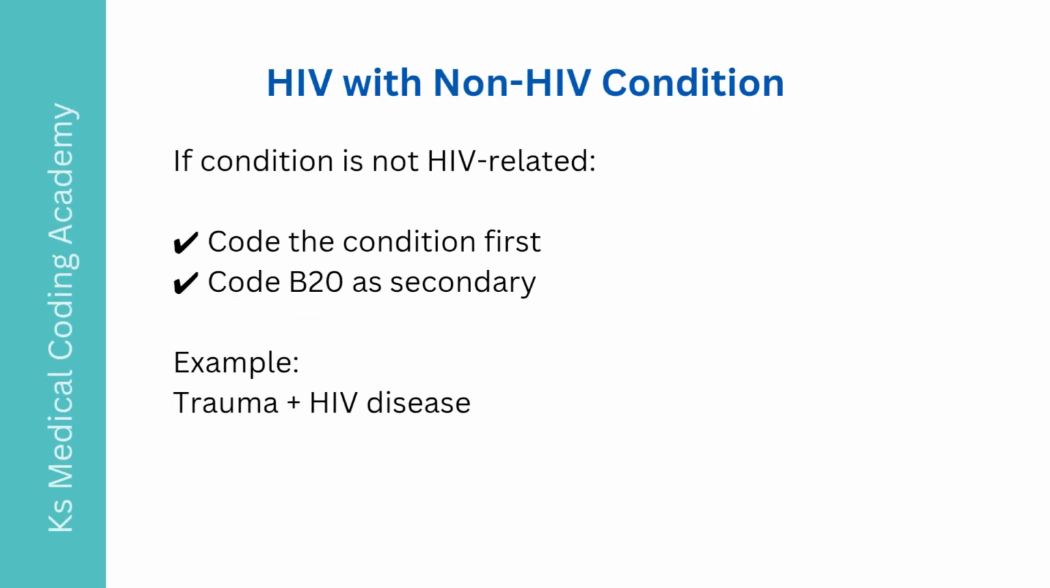HIV with non-HIV condition. When the condition being treated is not related to HIV, code the non-HIV condition first. Then code B20 as a secondary diagnosis. For example, trauma with HIV disease is coded with the trauma code first, followed by B20.